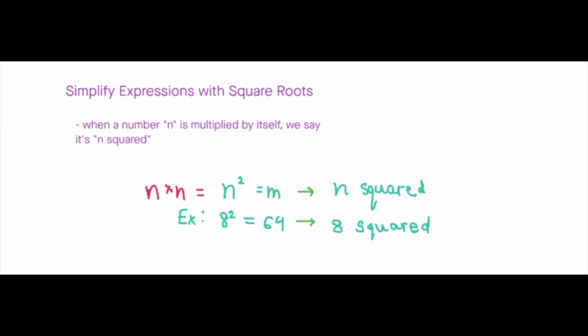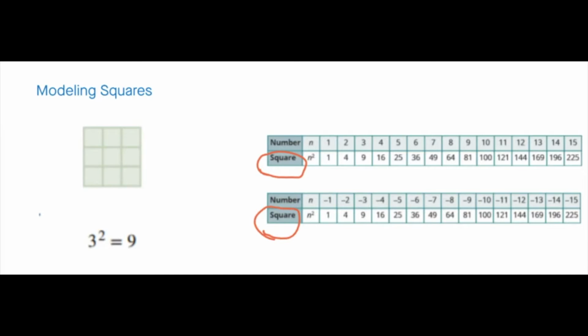So when a number n is multiplied by itself, we can say it's n squared. In other words, we could write n times n as n squared. For example, if 8 times 8 is given, we could write it as 8 squared. This table shows that when we multiply these numbers by themselves, they give us these squares. So for example, if 13 is multiplied by itself, it would give us 169.